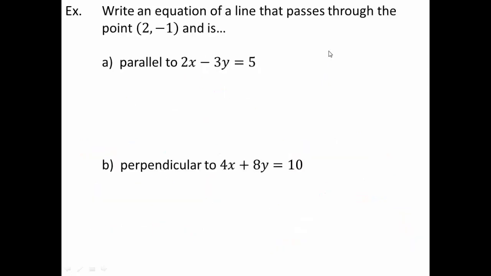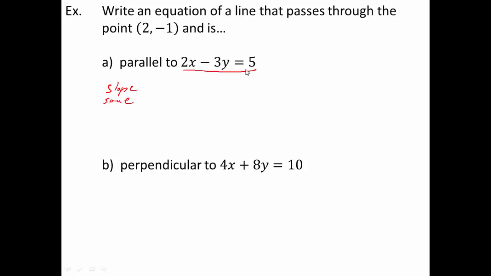Now let's remember about parallel and perpendicular lines. Write an equation of a line that passes through the point (2, -1) and is parallel to 2x minus 3y equals 5 and perpendicular to 4x plus 8y equals 10. Remember, parallel lines are lines that never intersect. They do not cross at any point. They just follow the same path, go in the same direction forever. In other words, they have the same slope. Parallel means the slope is the same.